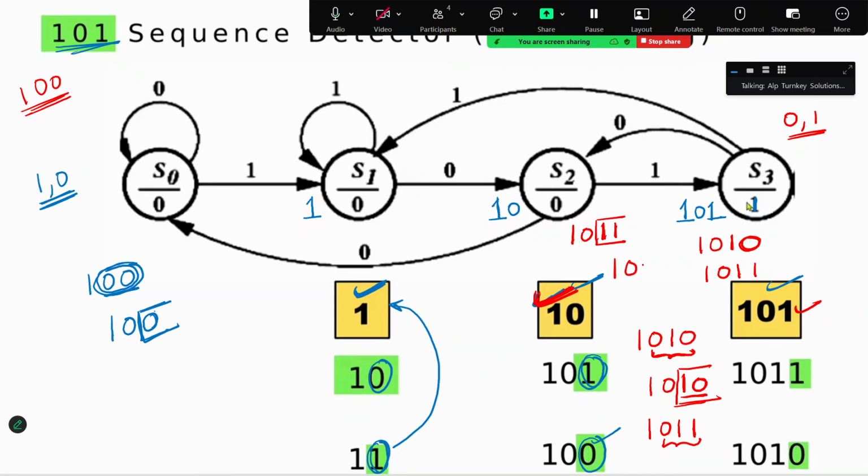If it is not matching, I need to check for 1 bit. So where is it matching? At S1, the 1 is matching. So it will go to S1. Understood? So like this you need to analyze.